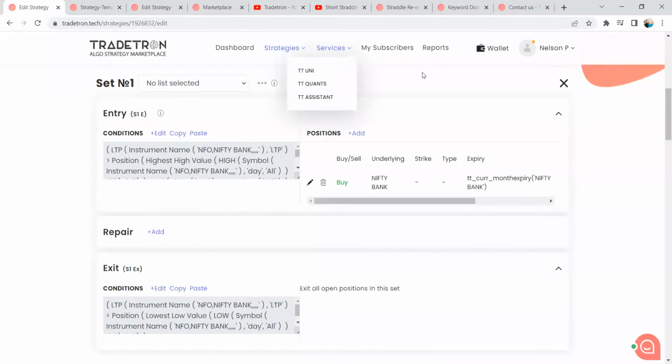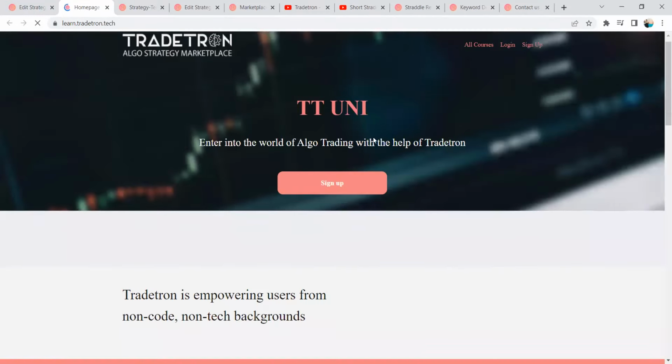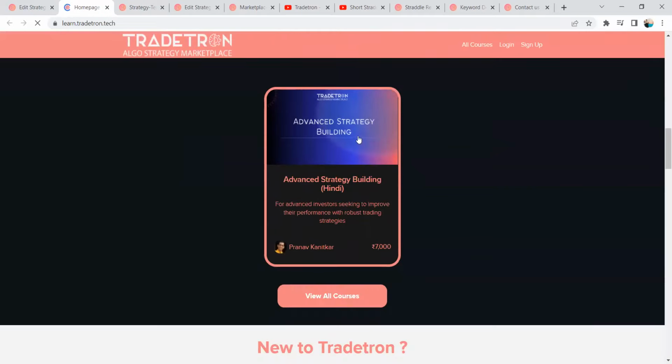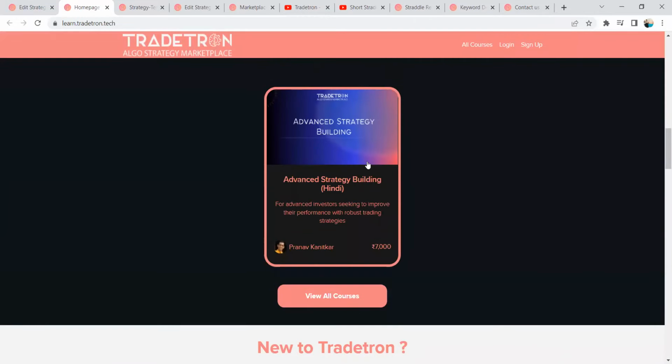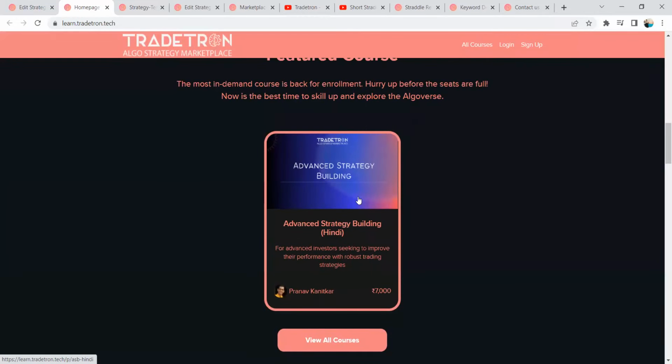So for that, we have also started this TT University. Over here we have different courses. If you want, on weekends we have these different courses you can join, for example, advanced strategy building. If you want to learn in Hindi and also English, we have courses that are conducted every weekend. You can join these courses to learn the ins and outs of how to create a strategy on trade.